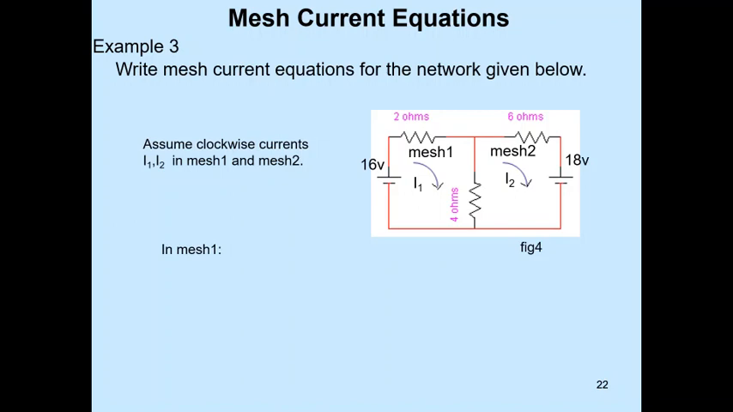So in mesh 1, the current I1 flows in the 2 ohm resistor, and in the 4 ohm resistor both the currents I1 and I2 are flowing, but in opposite directions. See that in mesh 1, the current flowing in the 2 ohm resistor is I1, and in the 4 ohm resistor both currents are flowing, but in opposite directions.